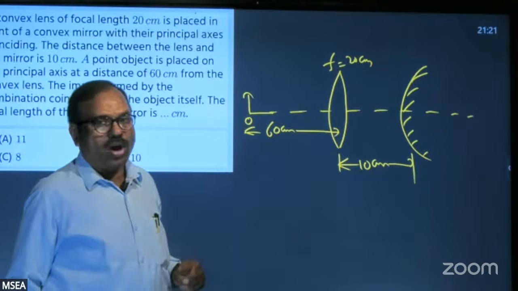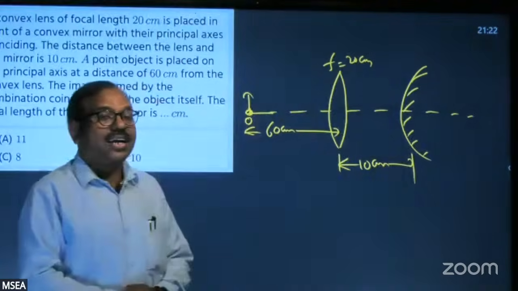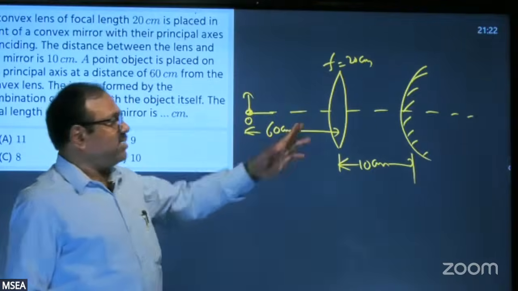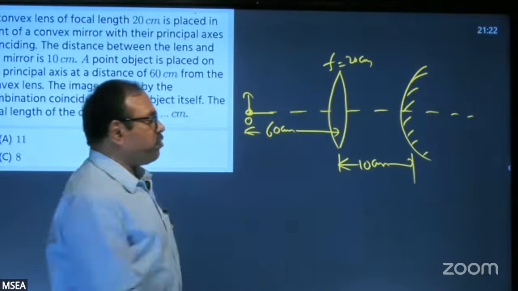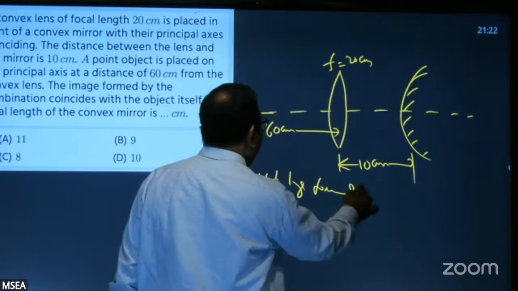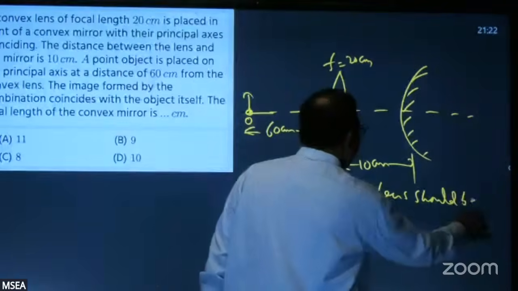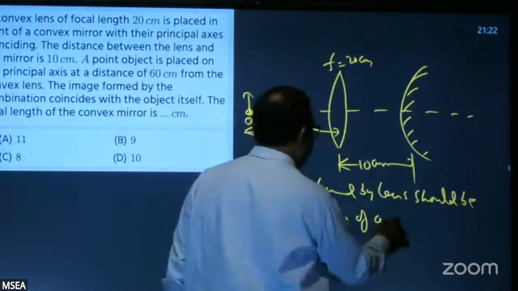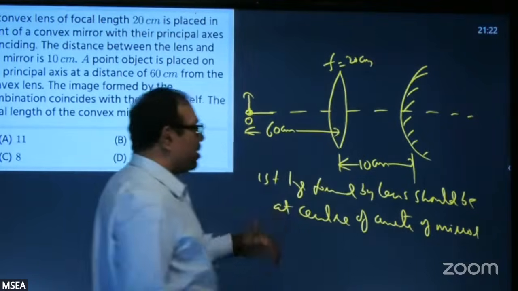So the standard thing you have to remember: whenever the final image is coinciding with the object itself, the condition is that the first image formed by the lens should be at the center of curvature of the mirror. This you must remember.